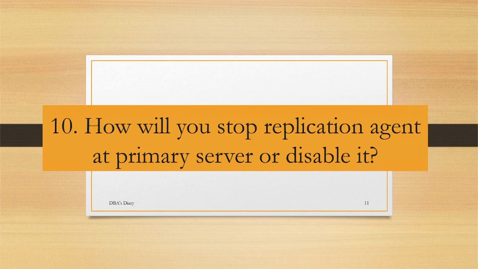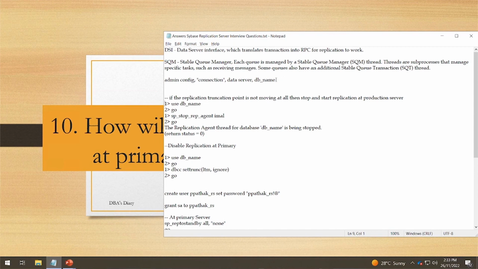How will you stop the replication agent at the primary server or disable it? When you stop replication, this is in the context of a database, not the whole server. If you have 5 databases and you're replicating 4 of them, and you want to stop the replication agent at the primary server, you need to do it database by database. There is a command you can use: use the database name, be in that database, and then sp_stop_rep_agent followed by the database name. That will stop the replication.